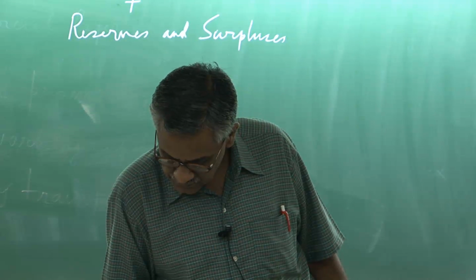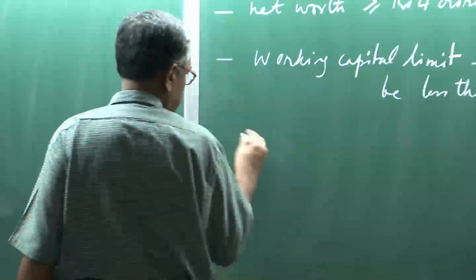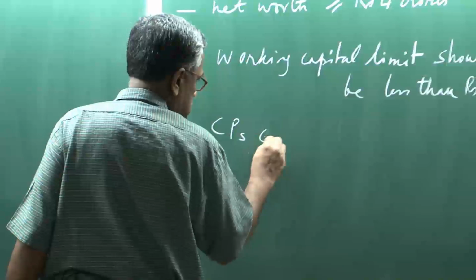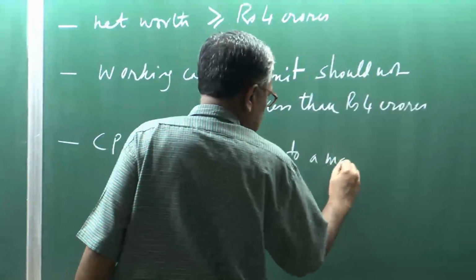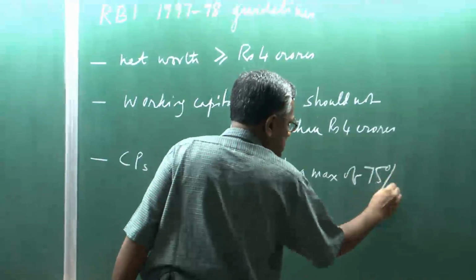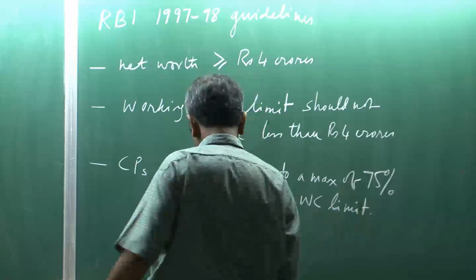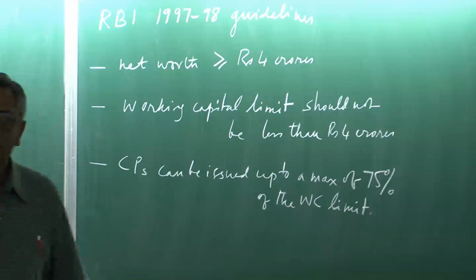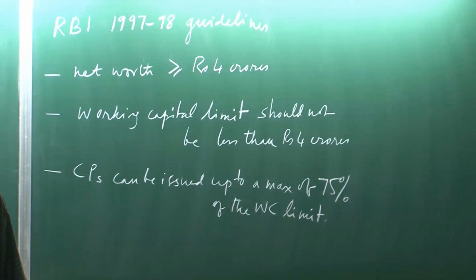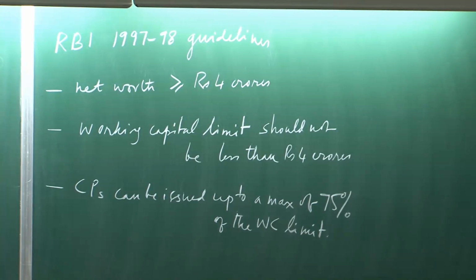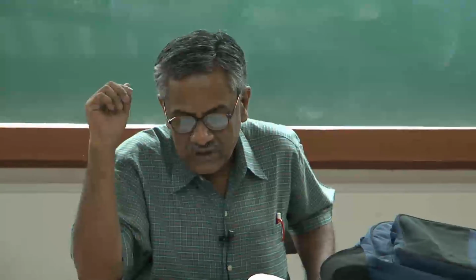Next, then it said, this is where the trouble started with the CP market. They said RBI, the CPs can be issued up to a maximum of 75% of the working capital limit. That is, if 4 crores is the working capital limit for a company, it can sell CPs, and the maximum amount will be 3 crores, 75% of it. So, the total amount of CP that they can sell to raise short term funds will be 75% of the working capital limit. Then what they said?